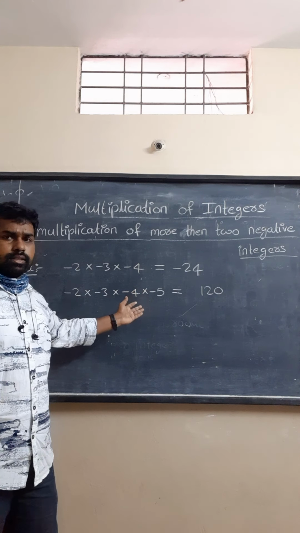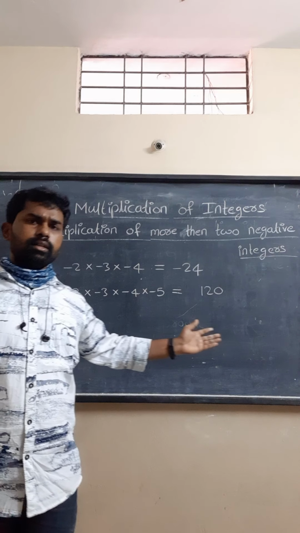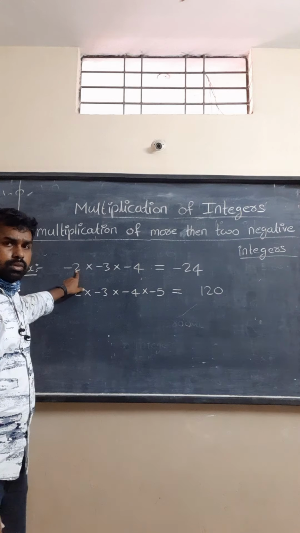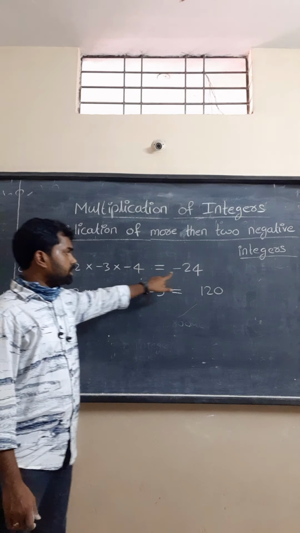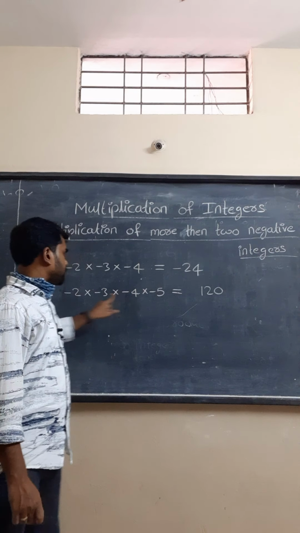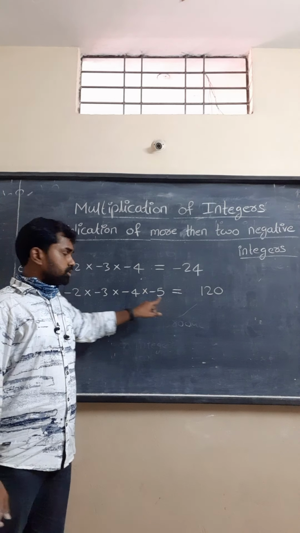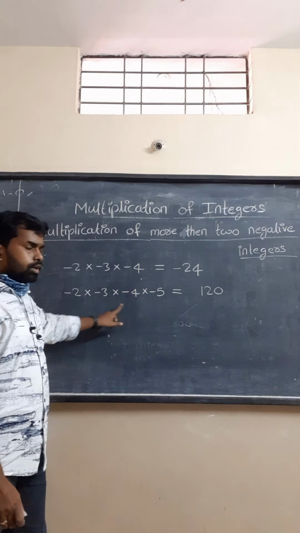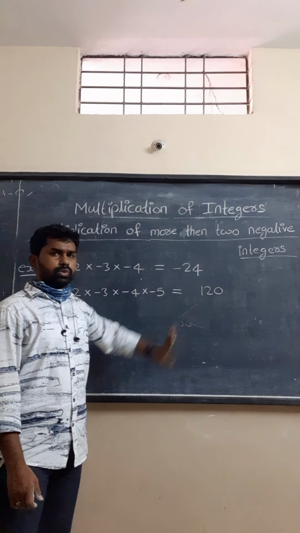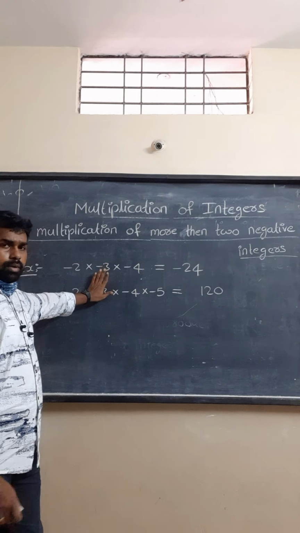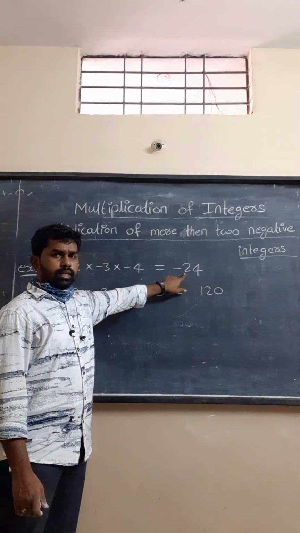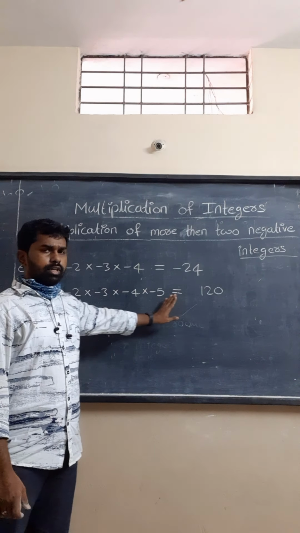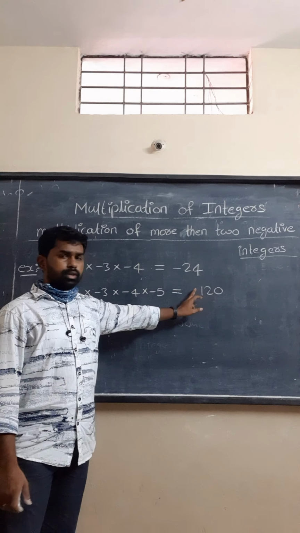If you are getting a very lengthy question, it will become very difficult to count the signs. So how to remember easily? If you are getting an odd number of negative signs, then the final answer is a negative integer. If you are getting an even number of signs, then you will get a positive integer.